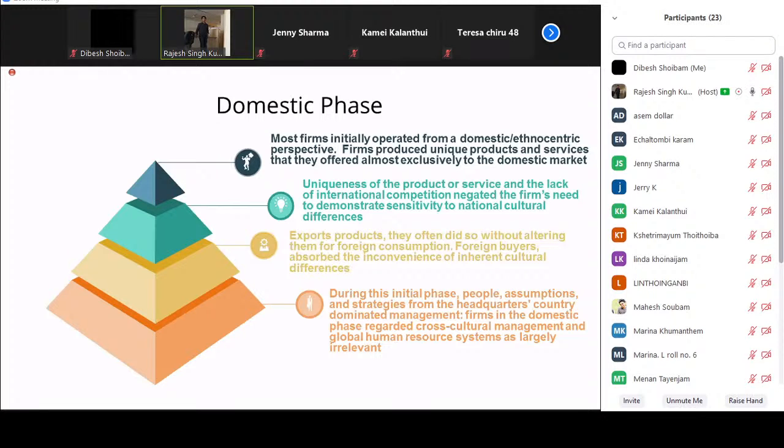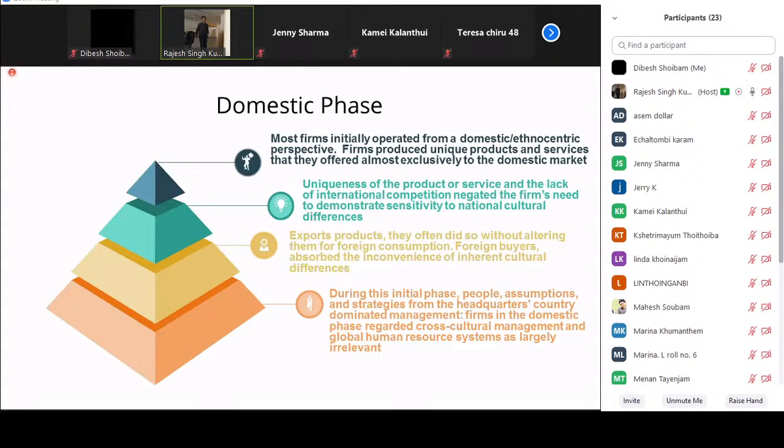Okay, so they did not have to do business with other markets, that is, other foreign countries. You are catering to a specific domestic market, so mostly operating within the confines of a country, domestic. The name itself says it. Okay, so it is the product, service and international competition negative.